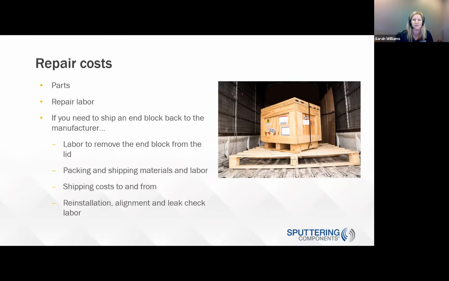And the experience there is that it could be 2 months to get the end block back to the manufacturer, and then up to 10 weeks for an overhaul, and then 2 months return. So it could be over 6 months before you see that end block again. And our solutions really are focused on easy maintenance and reliability, so you can do all that in-house and save that time.